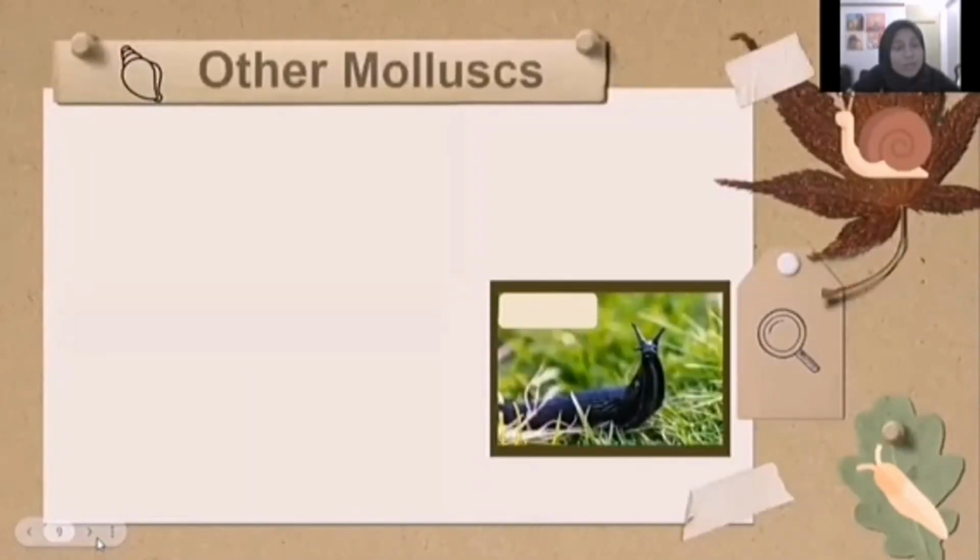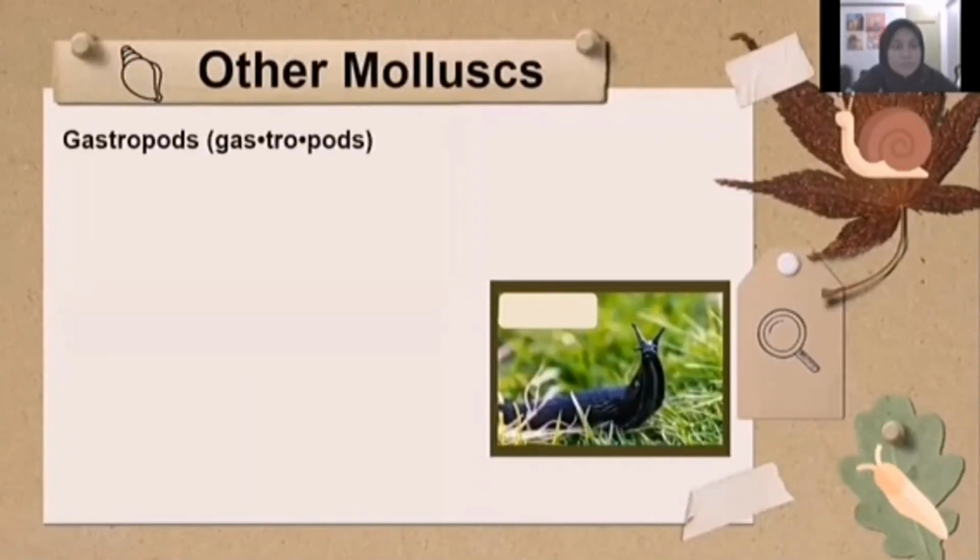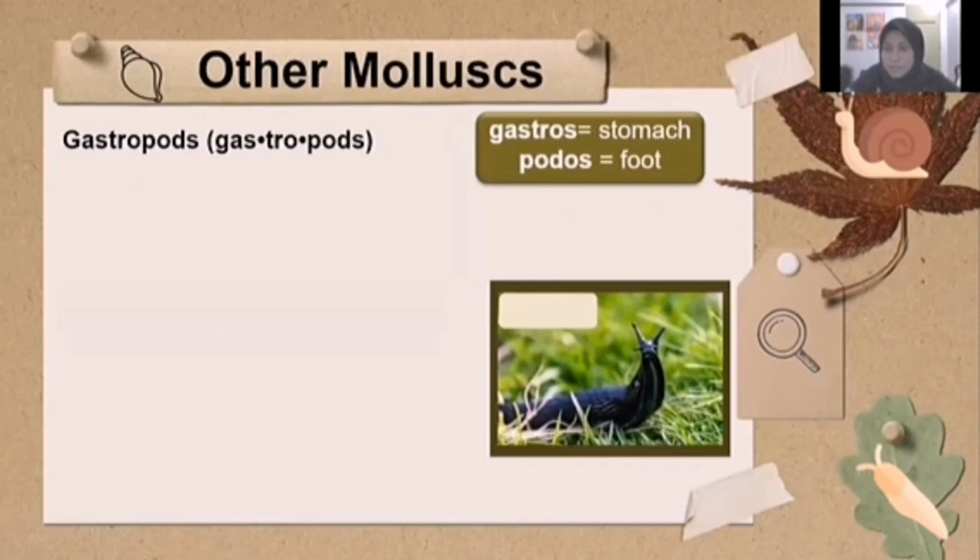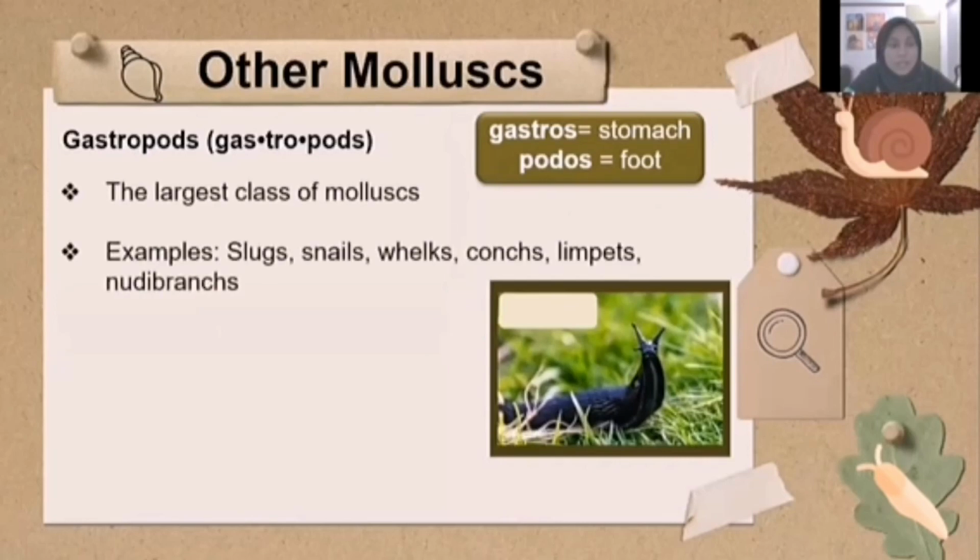Next, we will take a look at other mollusks. Another class of mollusks is gastropods. In biology, gastropod consists of two words: gastros, which means stomach, and podos, which means foot. Gastropods are the largest class of mollusks.